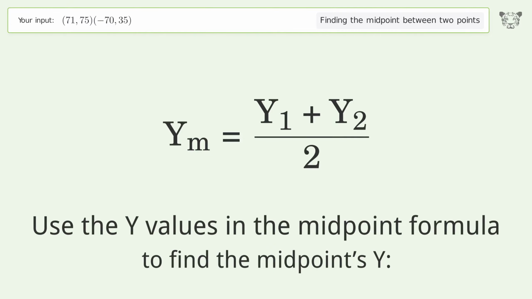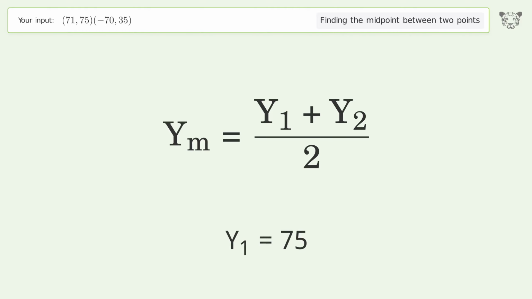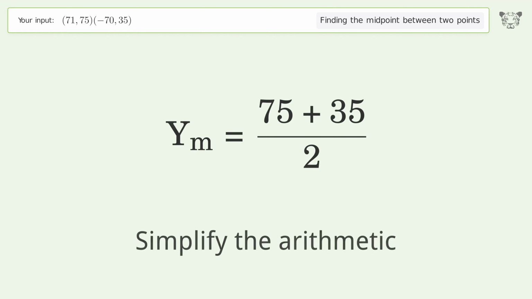Use the y values in the midpoint formula to find the midpoint's y. y1 equals 75. y2 equals 35. Simplify the arithmetic.